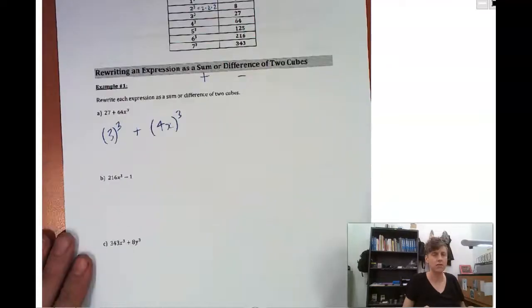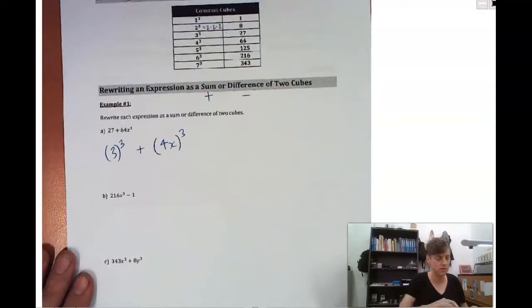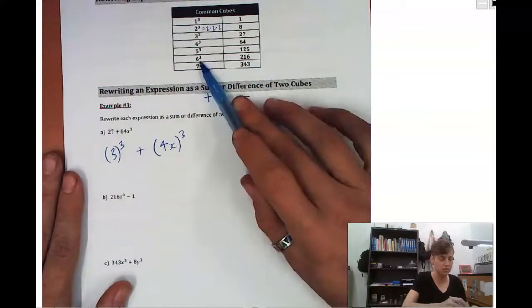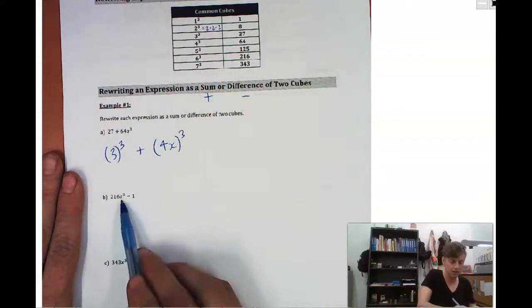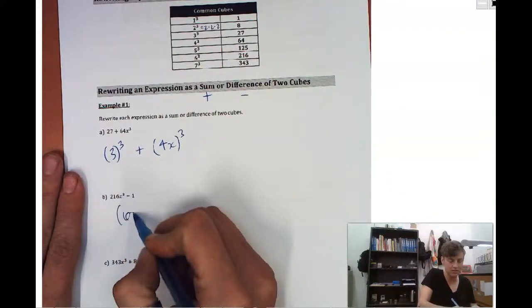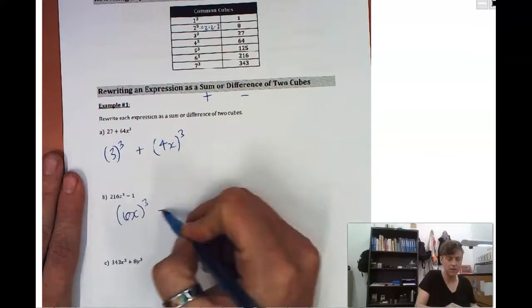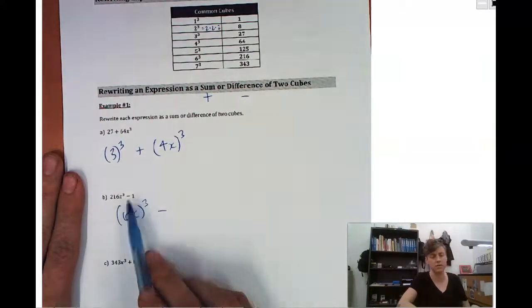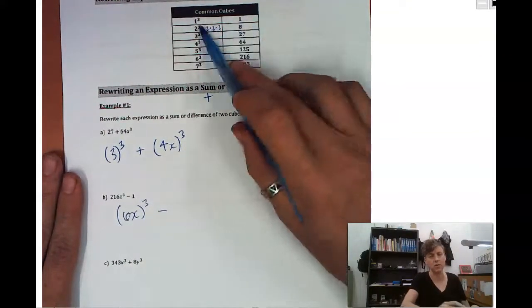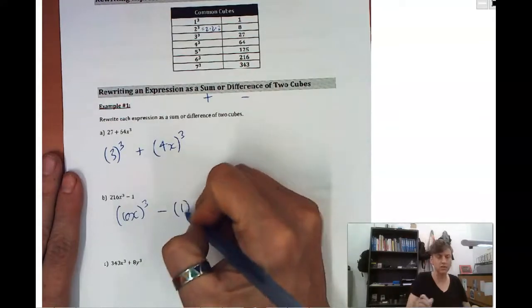How about 216? 216 was 6 cubed. And we've got our x here, so this is going to be 6x cubed. Minus 1 is 1 cubed. So that's a difference of cubes.